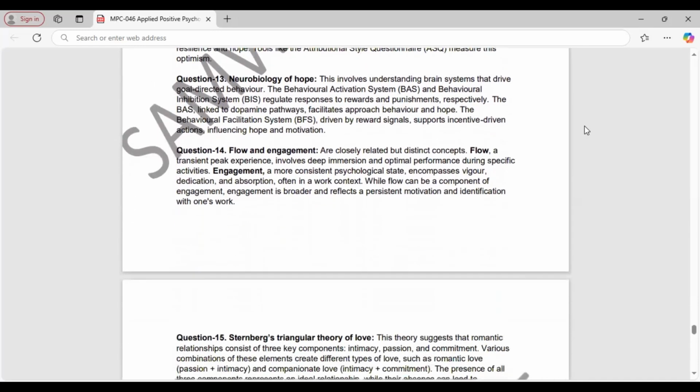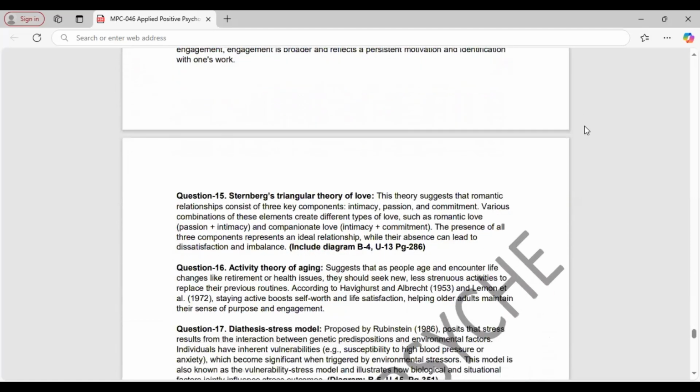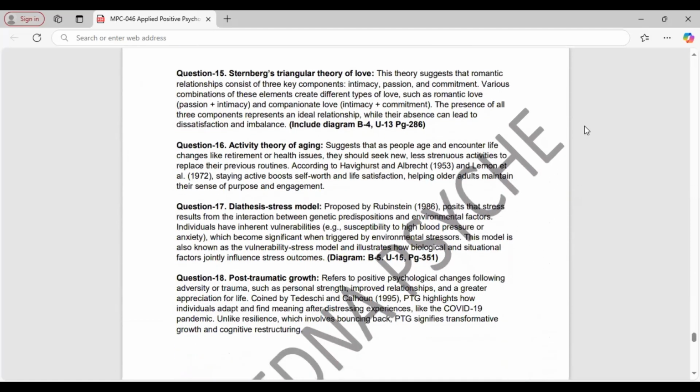Question 15, Sternberg's triangular theory of love. This theory posits that love consists of intimacy, passion, and commitment. Different combinations form different types of love, with all three components representing an ideal relationship, while the absence can lead to dissatisfaction. Question 16, activity theory of aging.